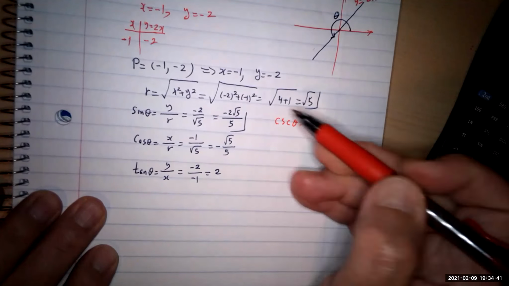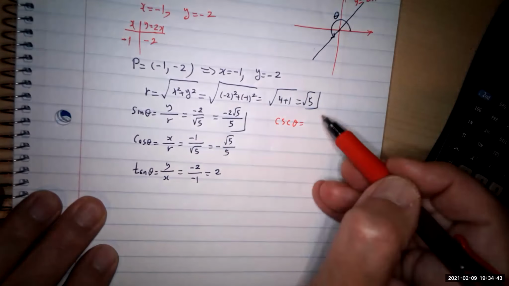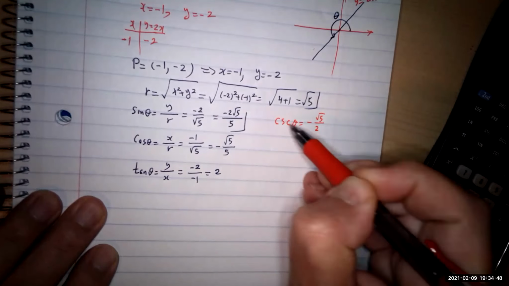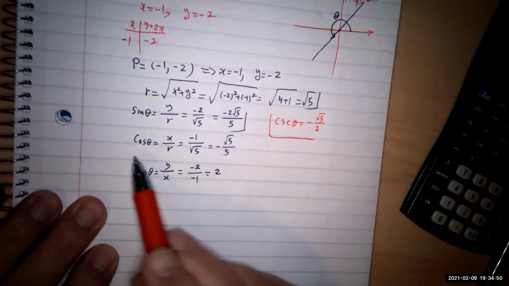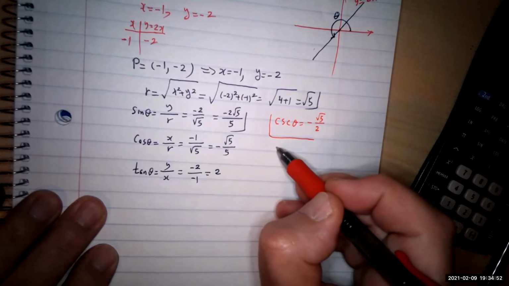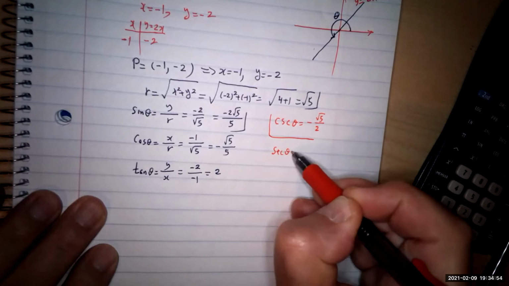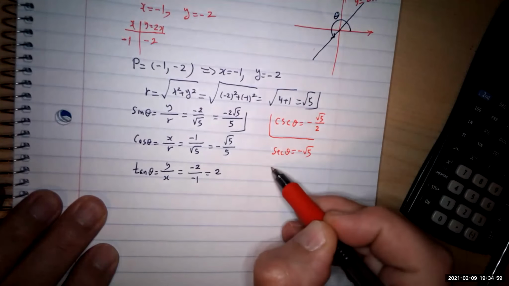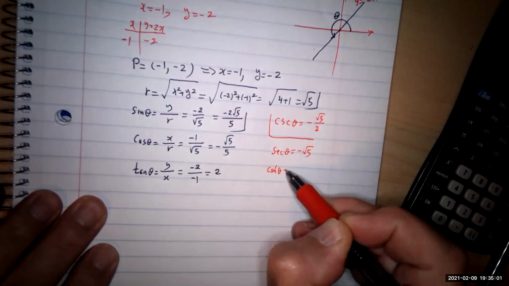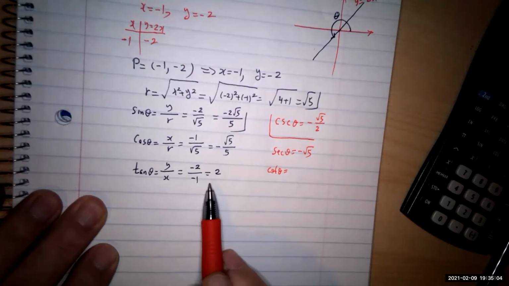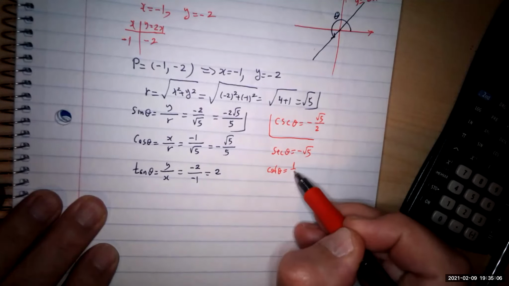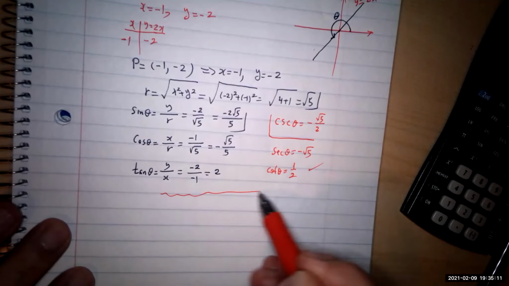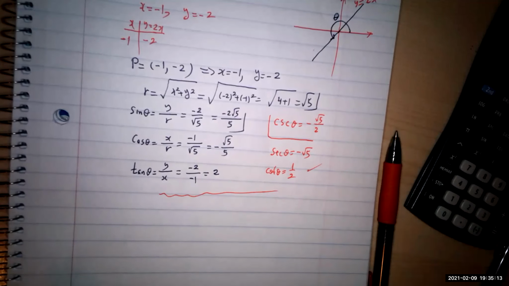Cosecant, you flip this one, negative radical 5 over 2. That is the cosecant. This one, secant. Secant would be negative radical 5. And the cotan, what is the cotan? And the cotan is going to be half. And then we're done. Okay, so this is a little bit different from the others, but it's not a big deal.